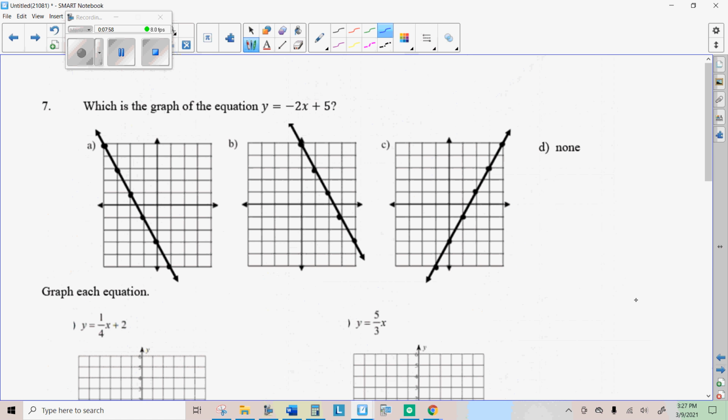Which is the graph of the equation? So now we're kind of doing this by looking at this. We want to find a line with a y-intercept of 5. That's 5 on the y-axis, which is right here, 5 above the 0. And that's the only one that has that. Then the other part is the slope is -2. And you get that from a rise and run. That means, notice between these dots, I'm dropping down 2 and going over 1.